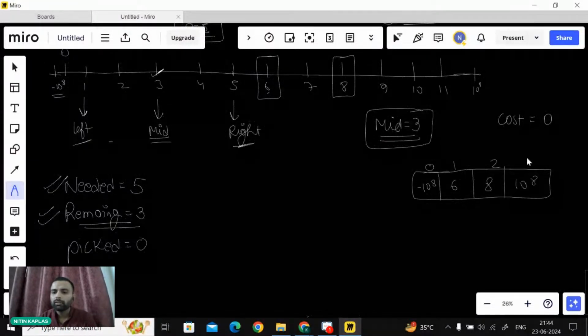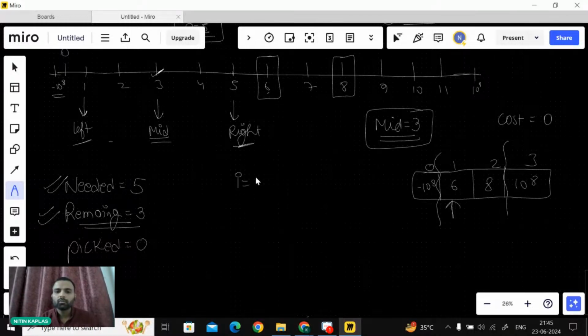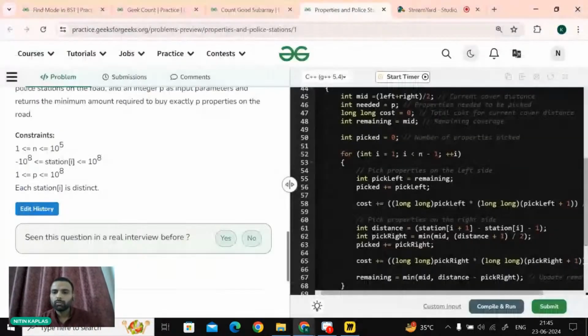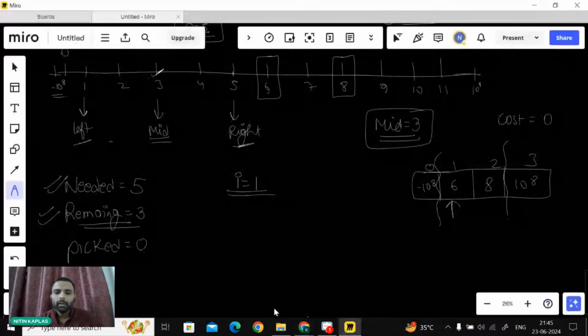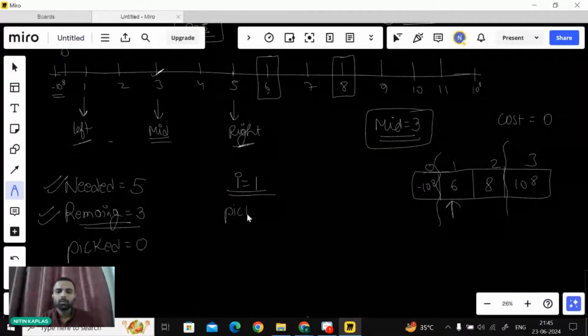Now I'm traversing from i equal to 1 to less than n minus 1, because this is not my police station. I just make this so that I can solve that question. Afterwards, you will understand why I'm adding this. Now my i equals 1. If you see here, when my i equals 1, inside this I pick left equal to remaining. Remaining is 3. It means that if you are standing here, i equal to 1 means here or here. You can visualize that part.